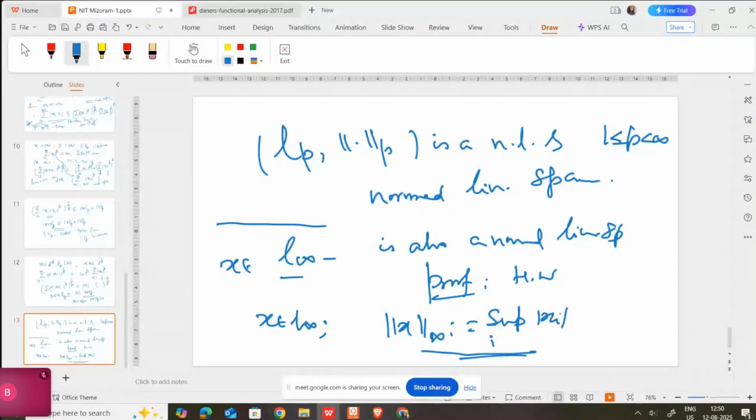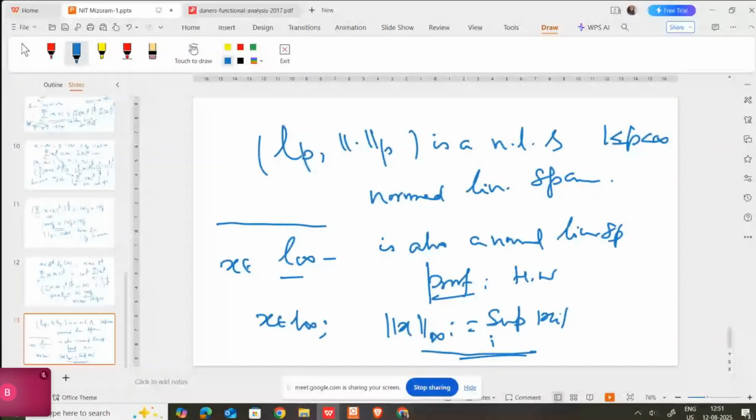So I leave it. There is a very simple affair to do. If you have two sequences, if both the sequences are bounded, the sum is also bounded. So if you have a sequence which is bounded and multiply by a scalar, that sequence is also bounded. So that it's a linear space is obvious. What is the zero element? Zero sequence is the zero element. So it becomes a vector space.